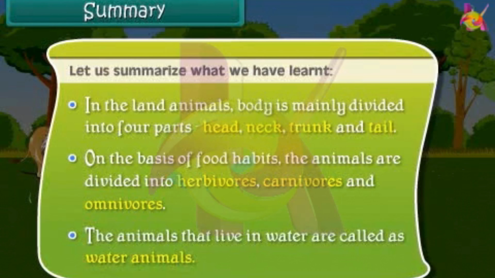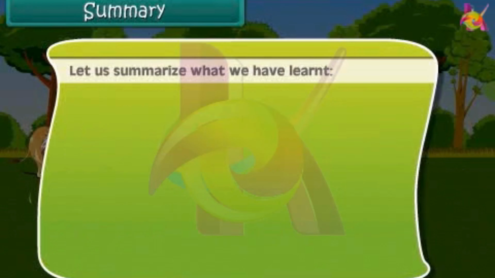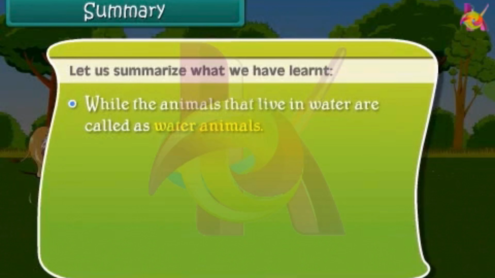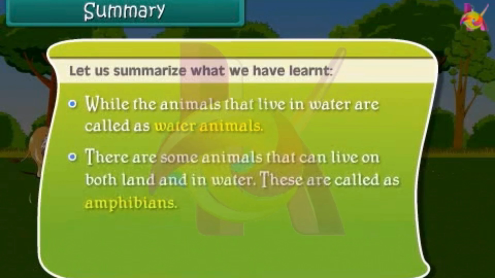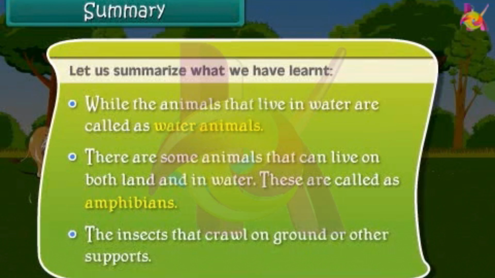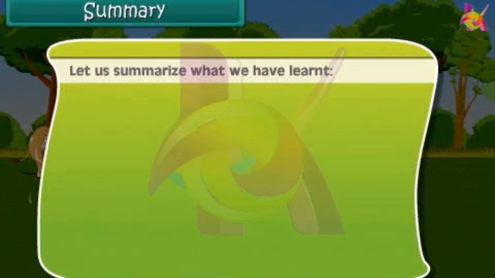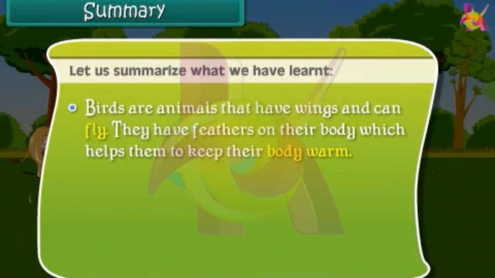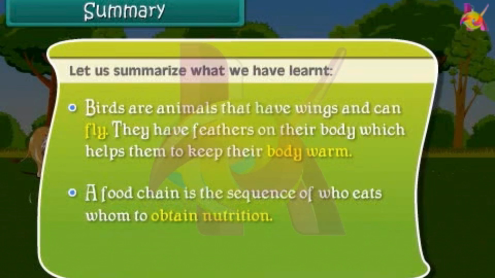The animals that live in water are called water animals. There are some animals that can live both on land and in water. These are called amphibians. The insects crawl on the ground or other supports. Birds are animals that have wings and can fly. They have feathers on their body, which help them to keep their body warm. A food chain is the sequence of who eats whom to obtain nutrition.